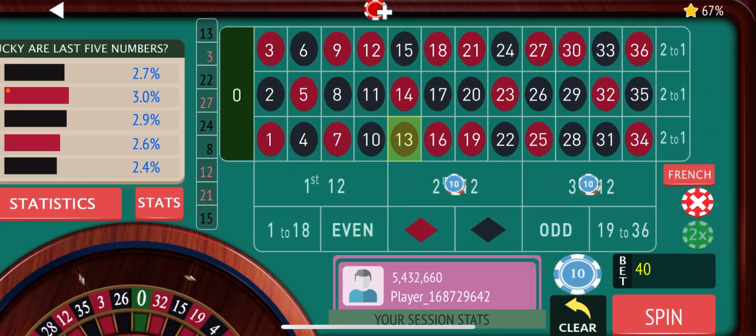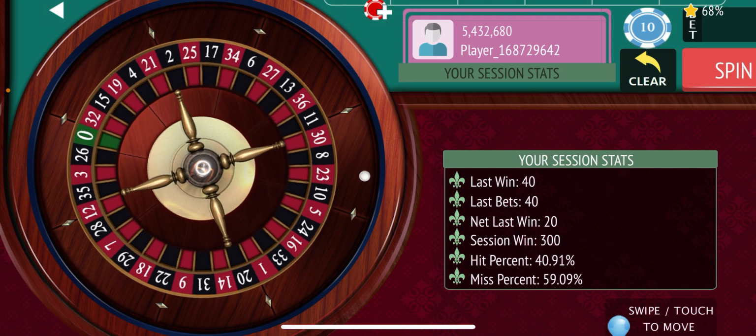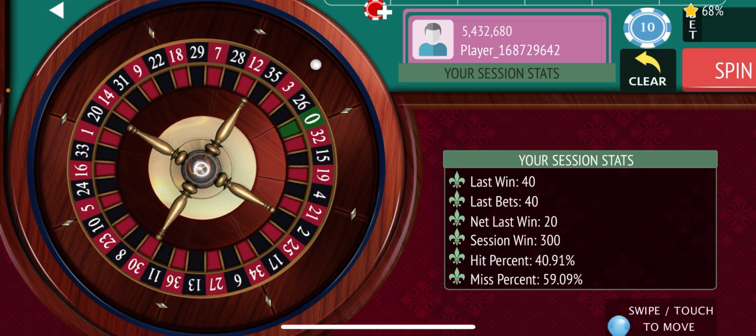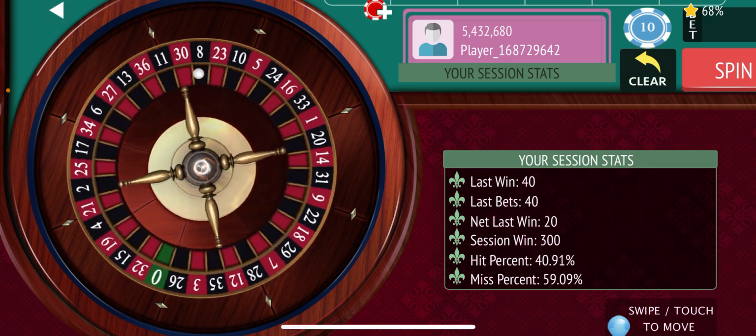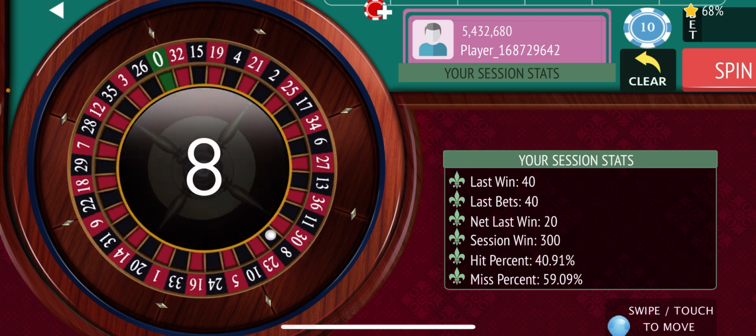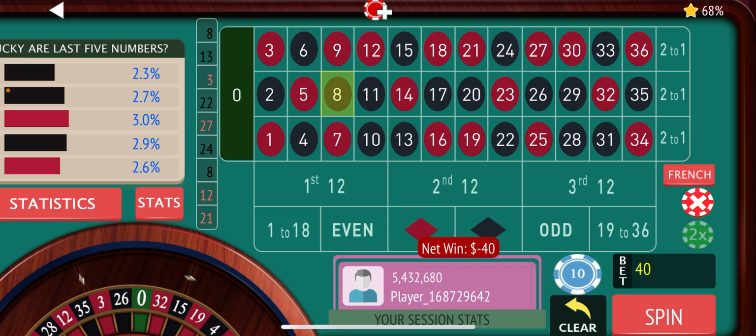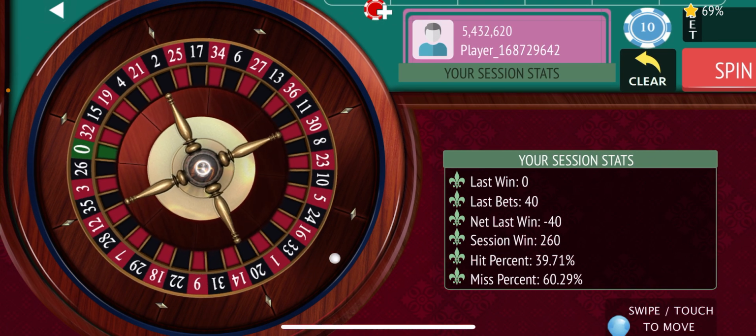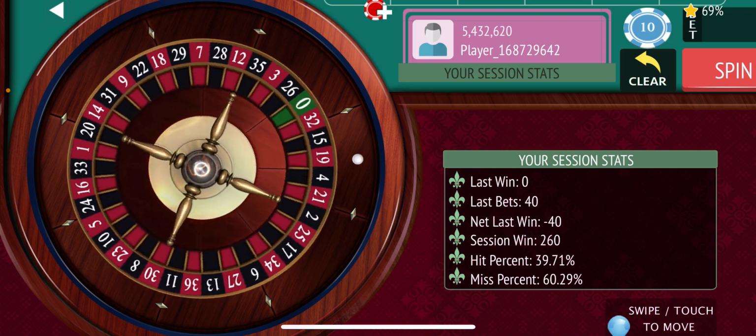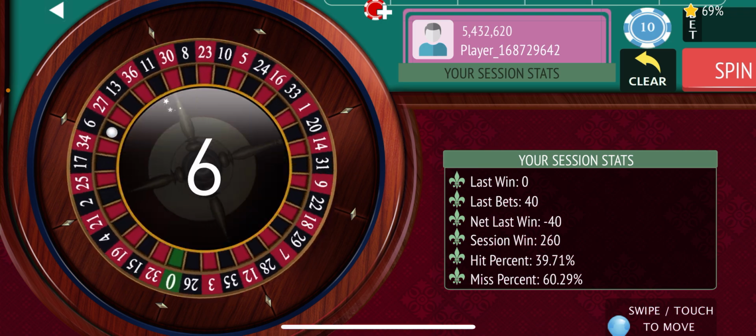That's a win right there. 13 black. Keep the bet the same. We're going to rebet and spin. And I do really enjoy these types of strategies. I mean, they're not huge payouts. We lost right there, so we're going to add another unit. You know, it's some work, it's some patience, it's just trust the system.